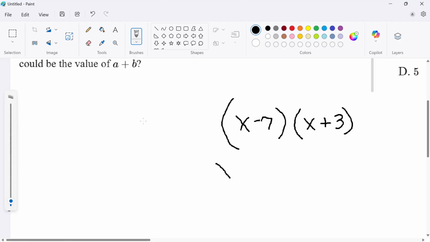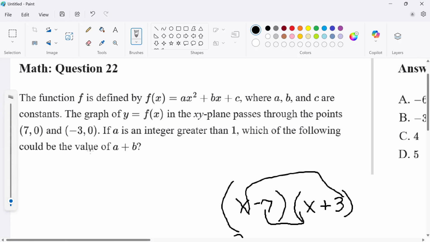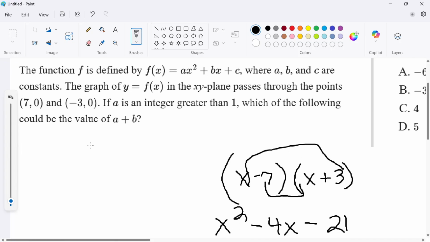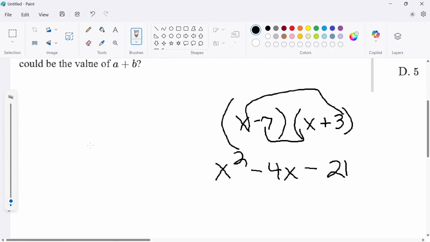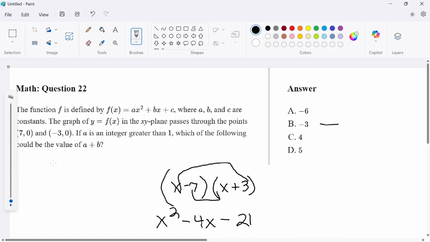FOIL: x times x is x squared. Minus 7x plus 3x is minus 4x. And then minus 21. And it wants a value. It says, if a is an integer greater than 1, which of the following could be the value of a plus b? Well, here a is 1, and b is minus 4. 1 plus minus 4 is negative 3. And I think that's one of the answer choices, B, negative 3.